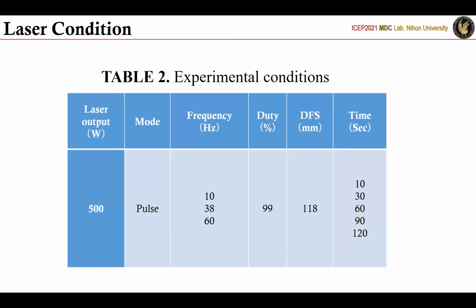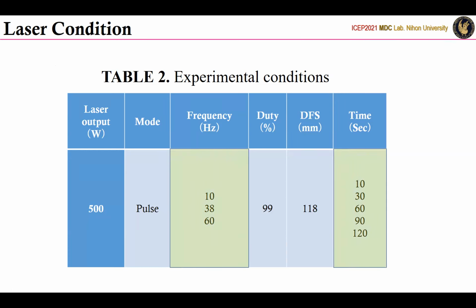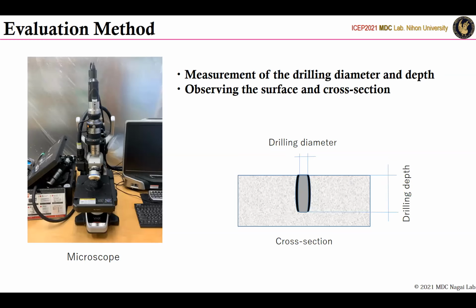This is the laser condition for testing. The laser conditions were tested by changing the frequency and irradiation time, based on the result of the preliminary test. Next is the evaluation method: measurement of the drilling diameter and depth, and observing the surface and cross-section.